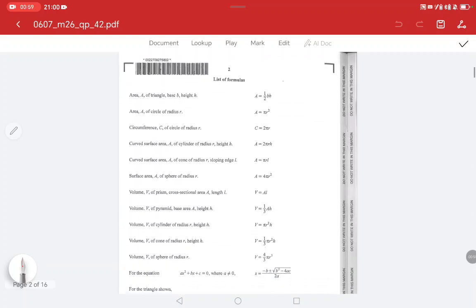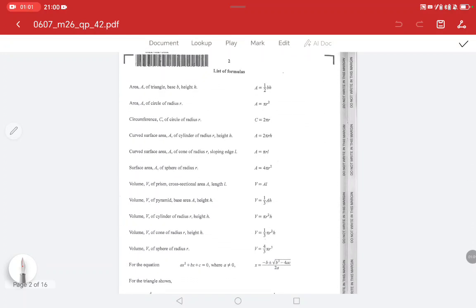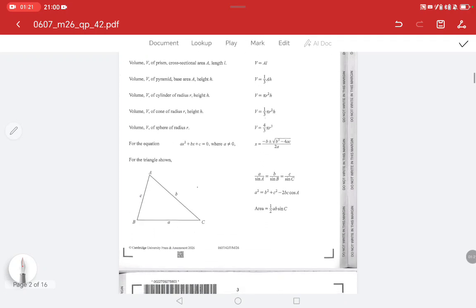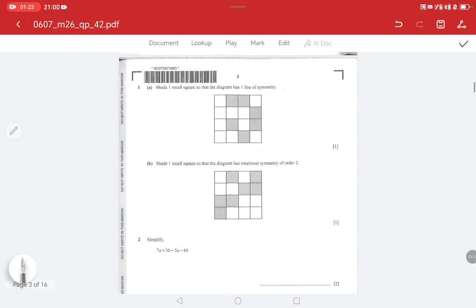And again, please look at the formula sheet so you can know where exactly you can find the formulas, which one where. And please take care again that with these formulas, for example, this one, curved surface area, you still need to find the other surfaces, not only the curved surface area.